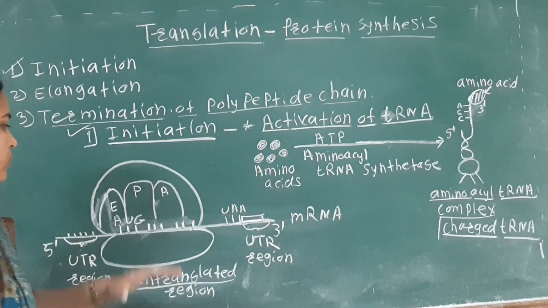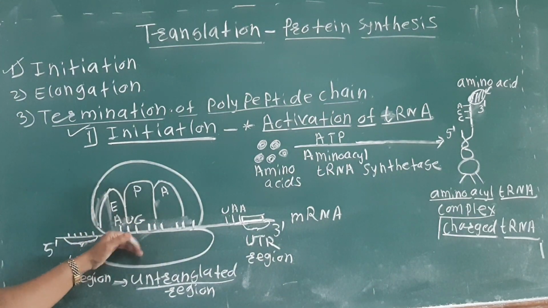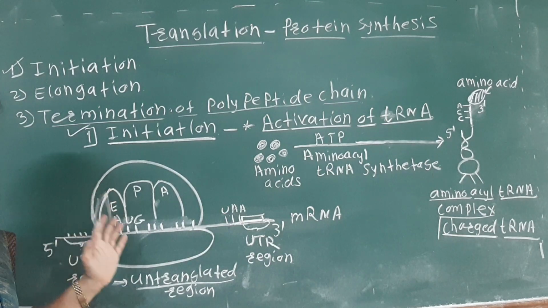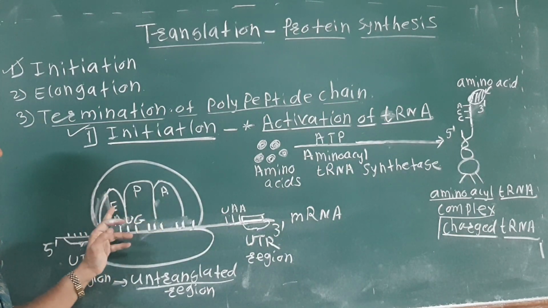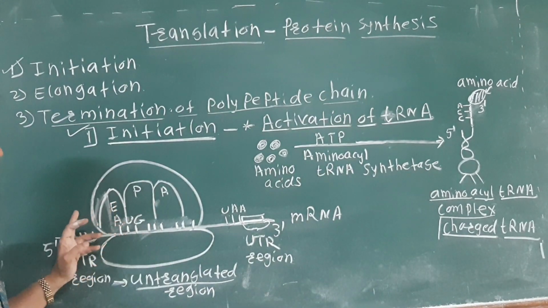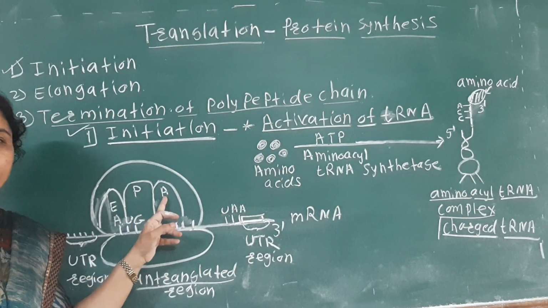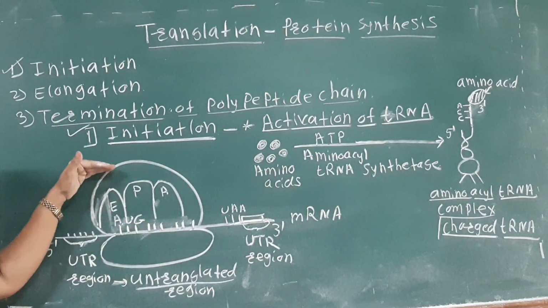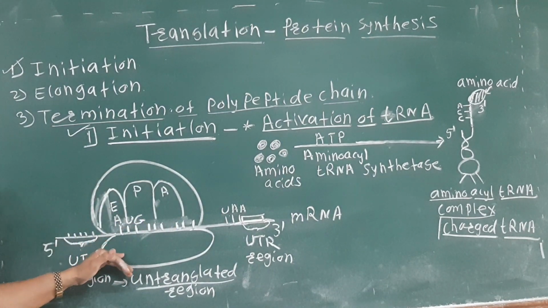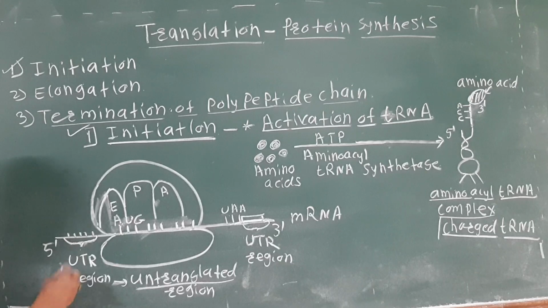Then next is about the ribosomes. So the ribosome has the larger subunit, and we have seen there are 3 sites, that is the E site, P site and the A site. So E site is the exit site, P site is the peptidyl site, A site is the acceptor site. So here first the smaller subunit of the ribosome is attached at the UTR region.